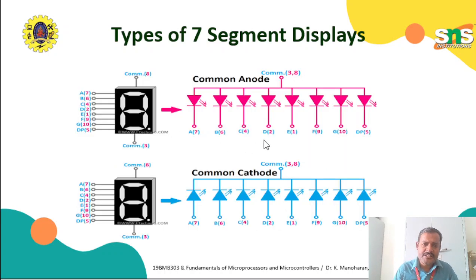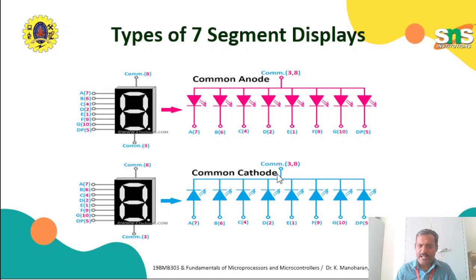Look at the arrangements. This is a common anode arrangement. This is a common cathode arrangement. Look at this. Here, all 8 LEDs' anodes will be connected together and taken here, so this will be connected to the supply. So wherever we give a zero to an LED, that LED will be turned on.